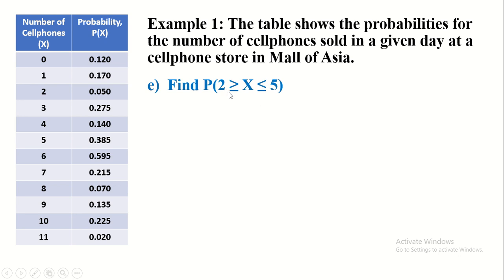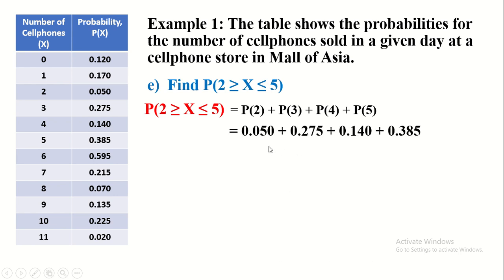Kaso, dahil may equal sign ka rito at may equal sign ka doon, dapat magsisimula ka kay 2 at magtatapos ka kay 5. So, kasama sila sa ating probabilities. Okay? So, we have the probability of 2 plus the probability of 3 plus the probability of 4 plus the probability of 5. And then, let us substitute.